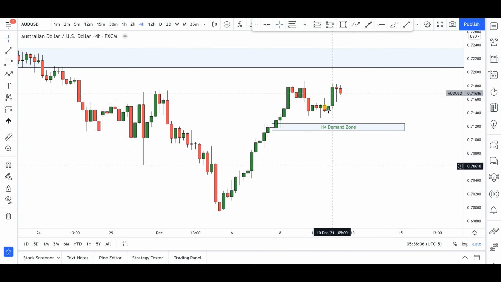But in the long run, what I'm seeing is if we get a push to the downside towards this particular 4 hours demand zone, I would like to see price bounce off from there into the daily supply zone, and from there a push to the downside.